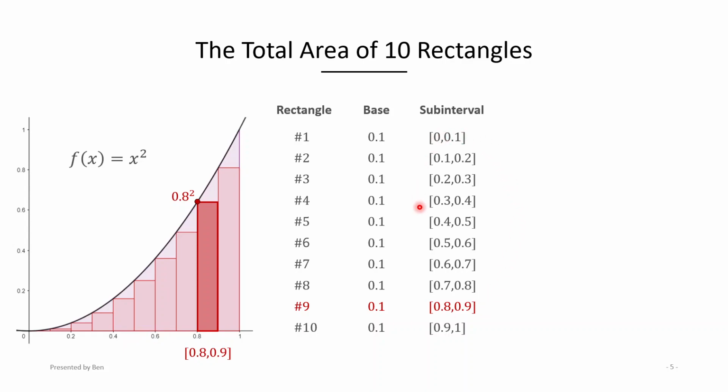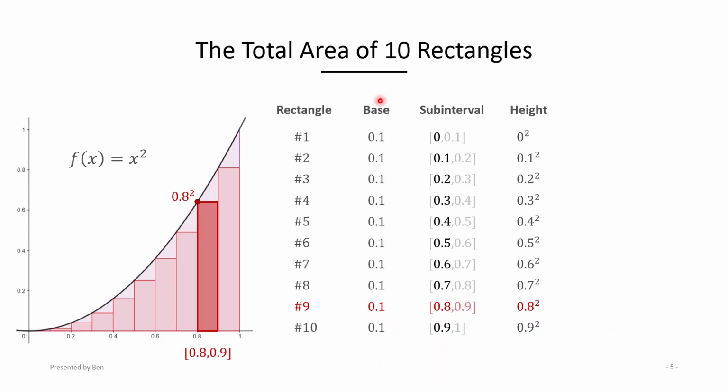So we have all the sub-intervals here, so let's just take the left end points and take the function value. So we will get all the heights. For the first rectangle, very unfortunately, it's 0 squared. That's why we can't see the first rectangle. And for the red rectangle, we can see it's 0.8 squared. We have already seen this value.